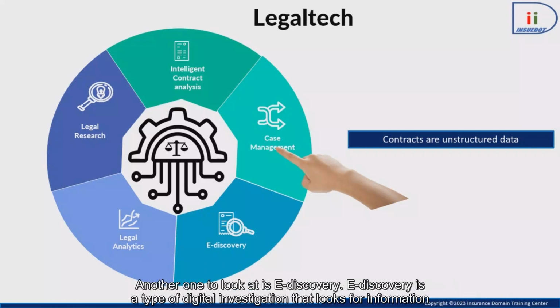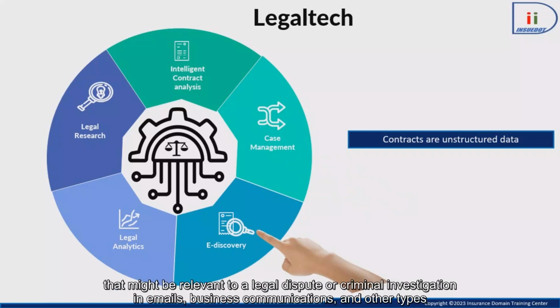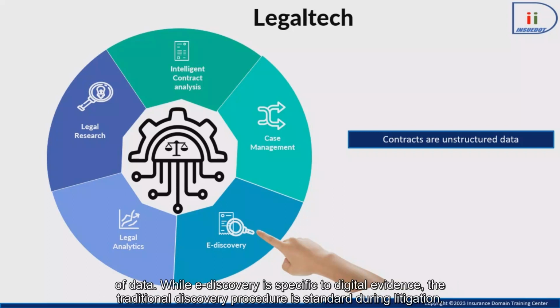Another one to look at is eDiscovery. eDiscovery is a type of digital investigation that looks for information that might be relevant to a legal dispute or criminal investigation in emails, business communications, and other types of data. While eDiscovery is specific to digital evidence, the traditional discovery procedure is standard during litigation.